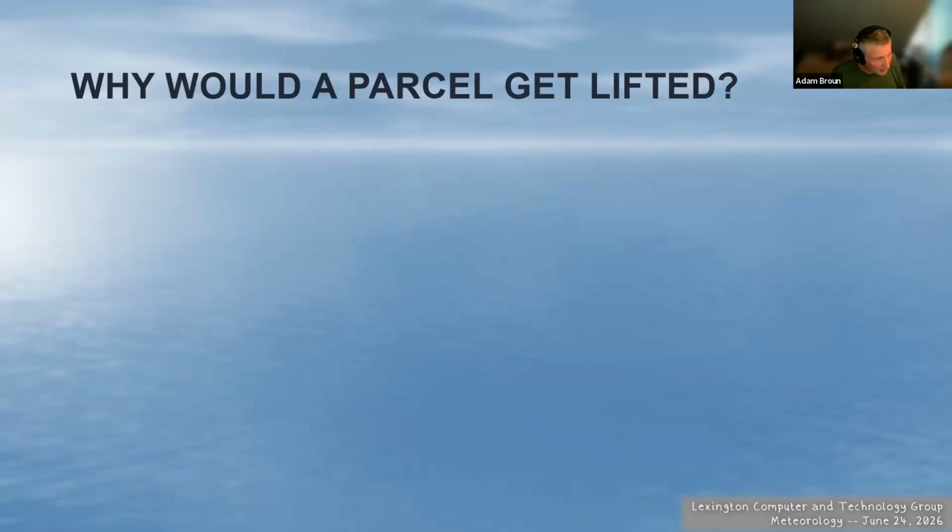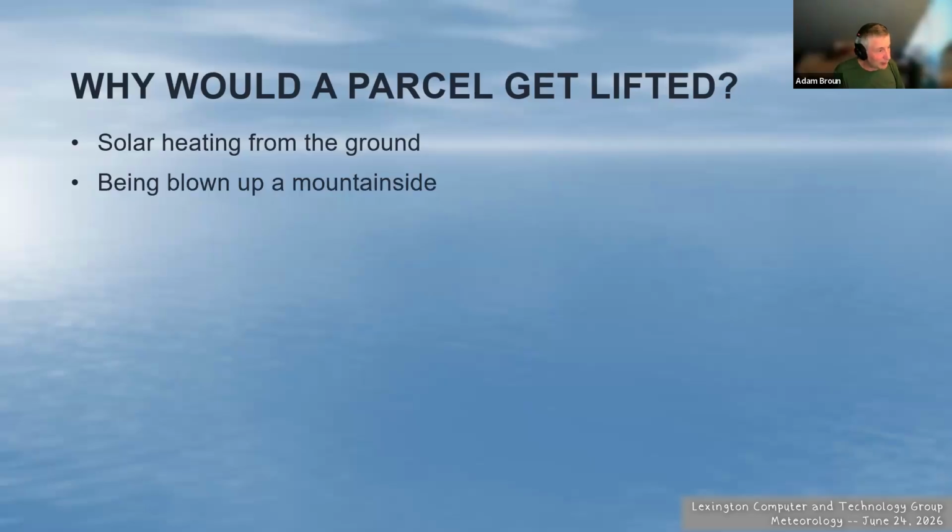Now, the world isn't full of mad scientists lifting parcels of air up in the air. So there are natural processes that cause air to get lifted. The big ones that we'll talk about are, number one, and particularly in the summer, solar heating from the ground. The sun heats the ground, which re-radiates that heat back into the air just above it. It heats that air, and eventually that air gets buoyant enough that it just wants to pop up into the atmosphere.